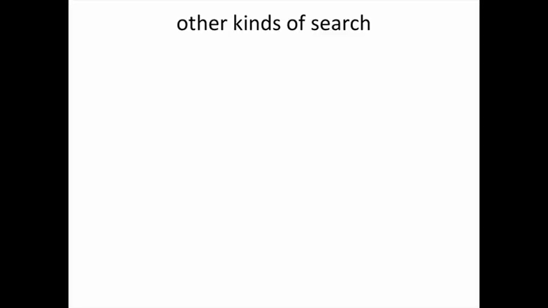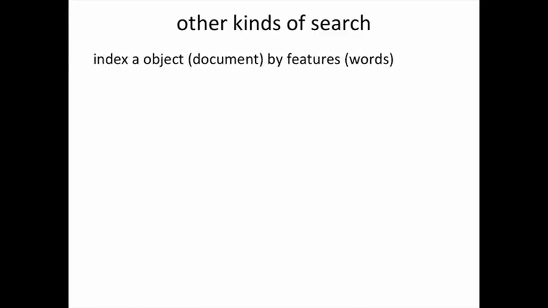Let's consider some other kinds of search now. So far, we have been indexing objects such as documents by the features they contain, which are words, or in the case of records in a database, the contents of different columns. Our assumption has been that when we search for a document or a record, our query is a bag of words. In other words, features are what we search with.